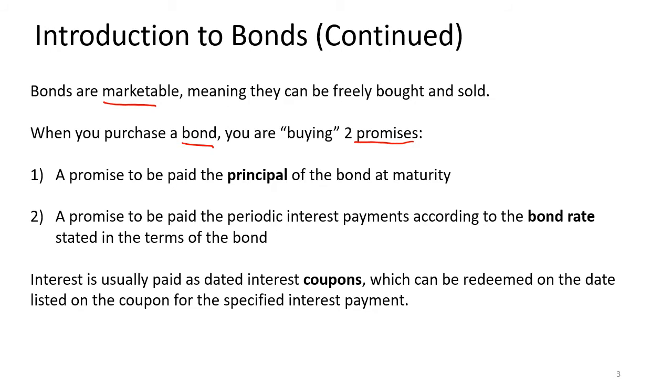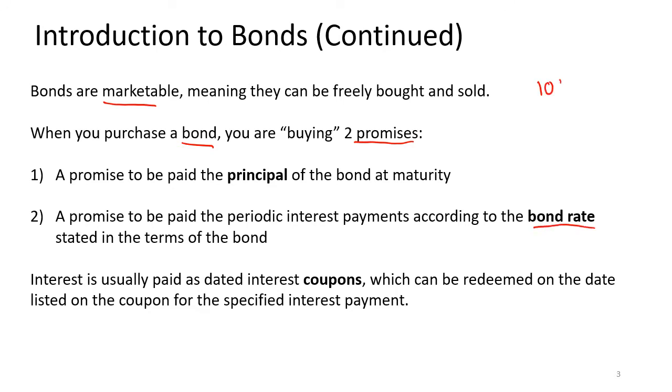The first is that you're going to be paid the principal of the bond at maturity, in other words, the amount you paid for it plus any premium there may be. And two, you're paid the periodic interest. Remember, I said usually the interest is paid semi-annually, and that interest is based on the bond rate.